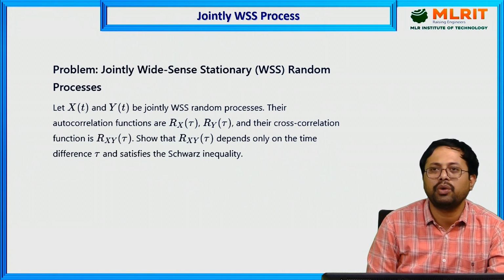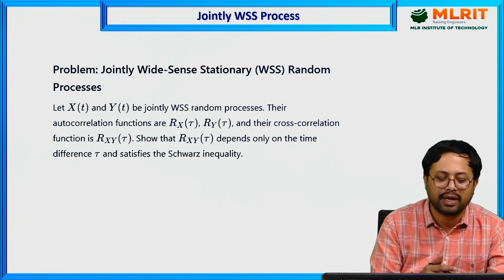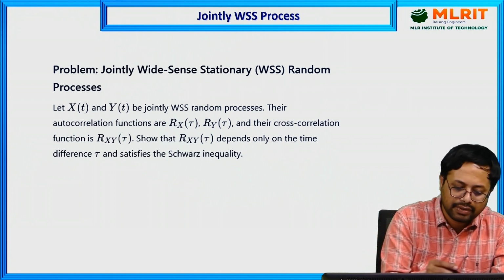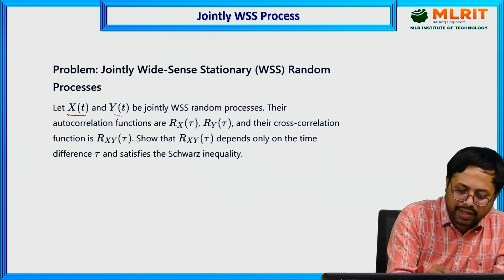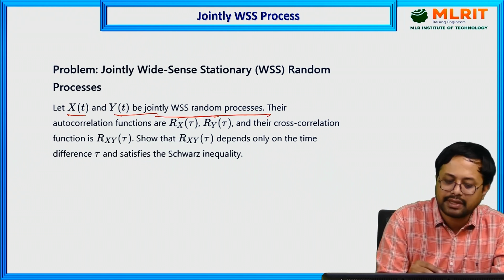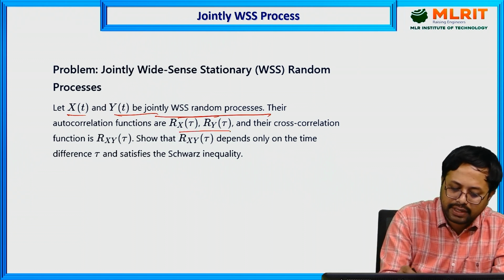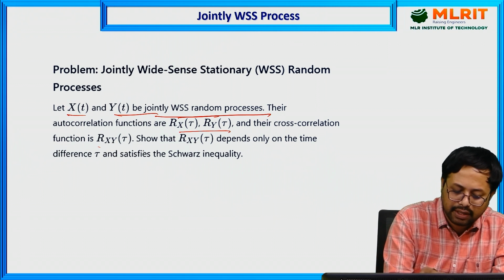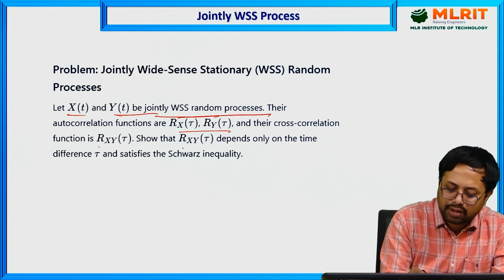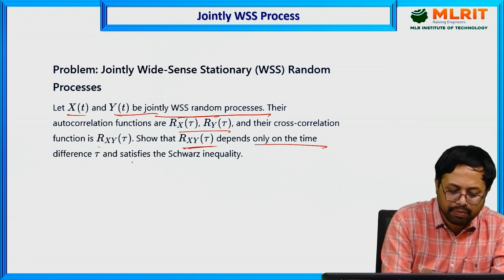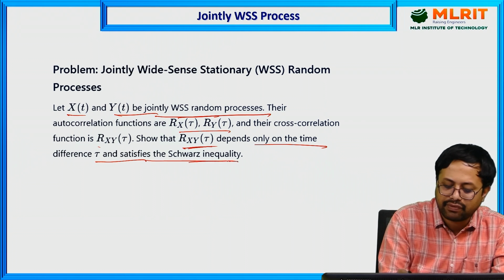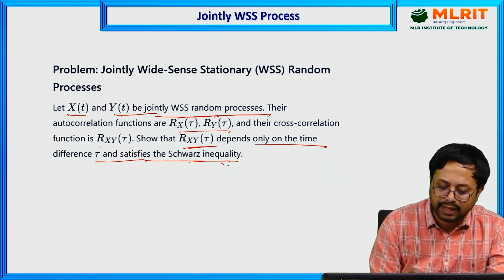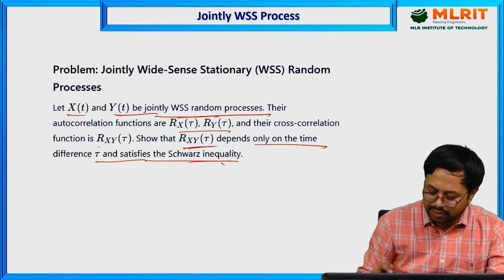Okay, we'll solve one more problem. The first problem was just for understanding purposes. Now the second problem: x of t and y of t are jointly wide sense stationary, and their autocorrelation and cross correlation functions are given. Show that the cross correlation function depends upon the time difference and satisfies the inequality. Okay, we'll solve this problem.